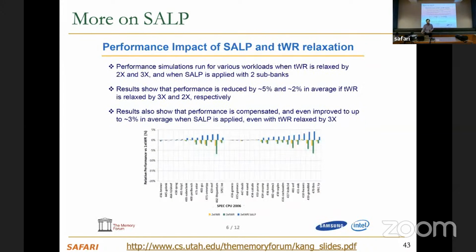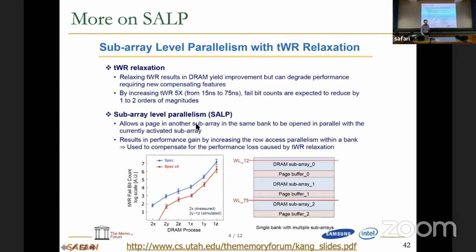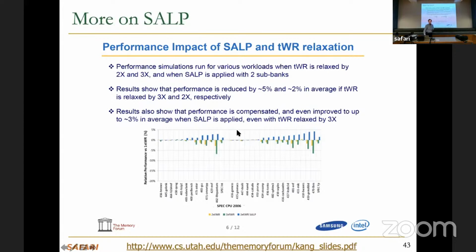And their results are actually somewhat similar to us. They basically compensate the increase in write latency. So if your write latency increases by 5x, you still get improved performance using subarray level parallelism. I think maybe 3x. I don't remember. Yeah, they look at 3x. They look at 5x over here, but they look at 3x over here.